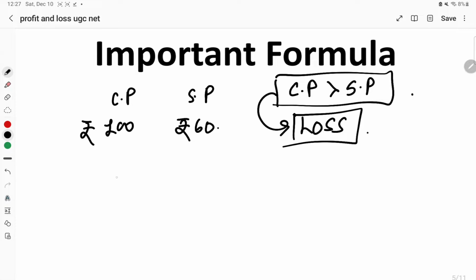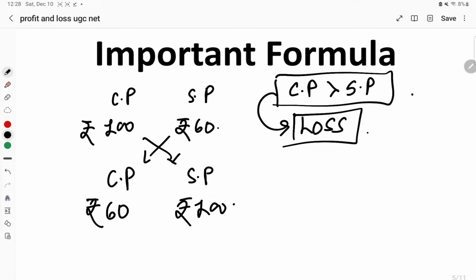Okay, and now alter these terms. If the cost price is rupees 60 and the selling price is rupees 100, here you can clearly see that selling price is greater than the cost price. It means you will come across profit.